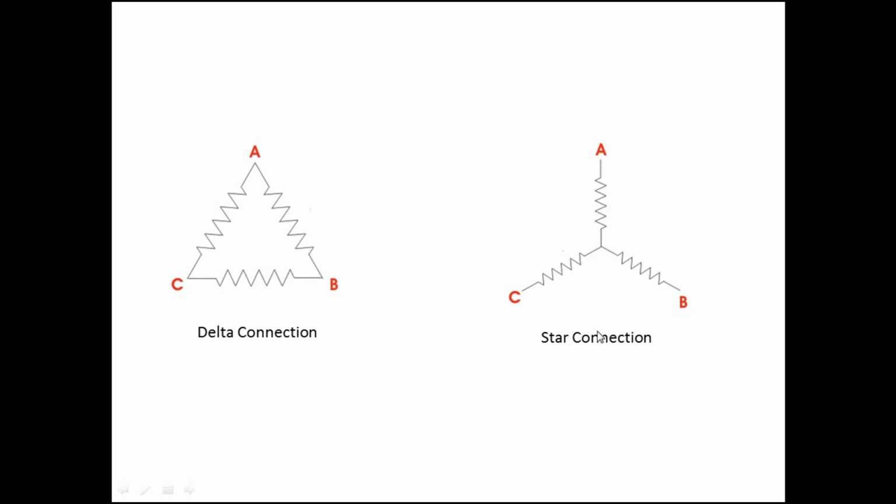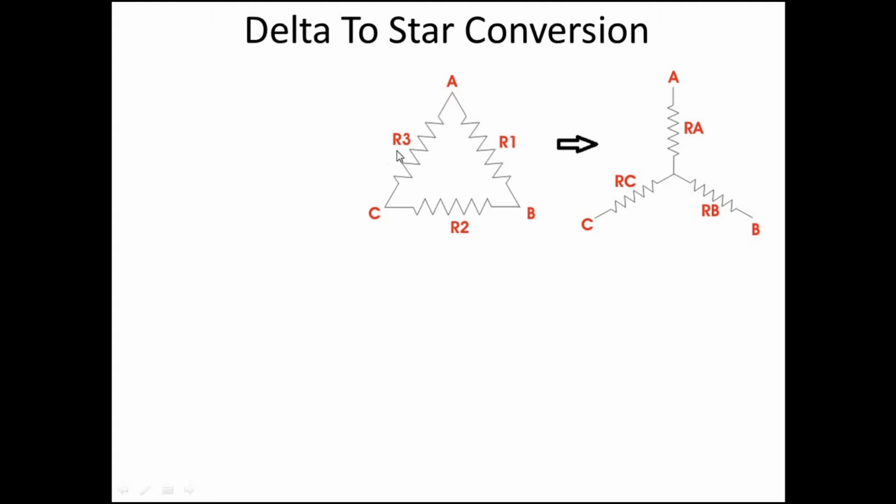And sometimes while analyzing, we have to convert delta into star and star into delta. So in this lecture, we are discussing these conversions, delta to star and star to delta. Firstly, delta to star conversion. We have a delta connected network, meaning three resistors R1, R2, R3. We have to convert it into an equivalent star connection with resistances RA, RB, RC.